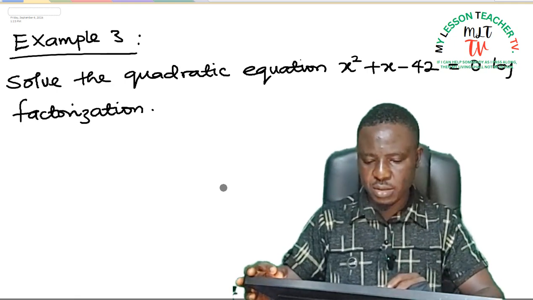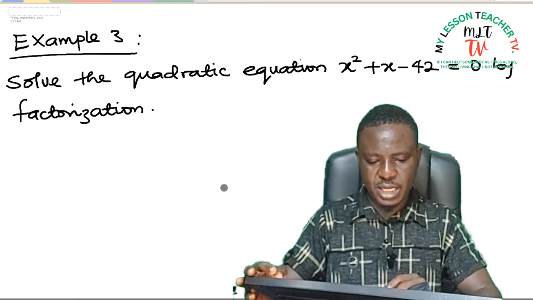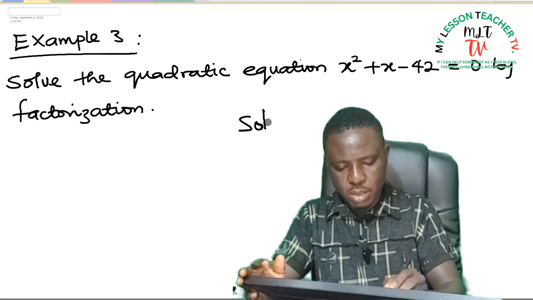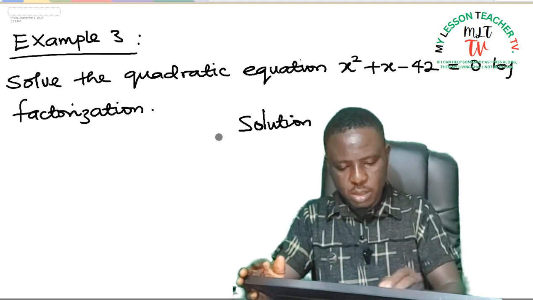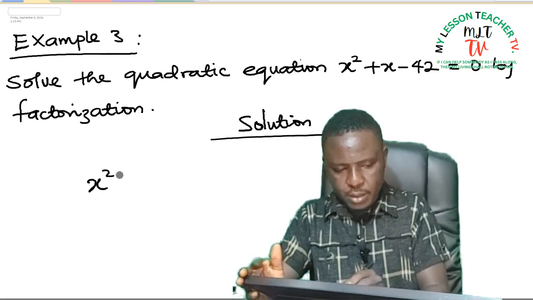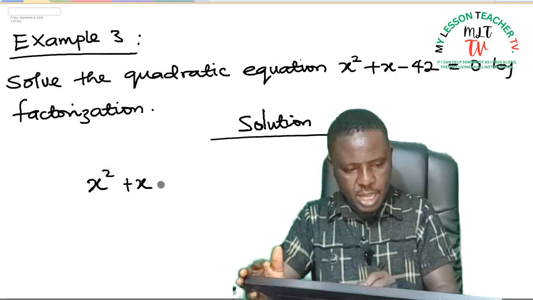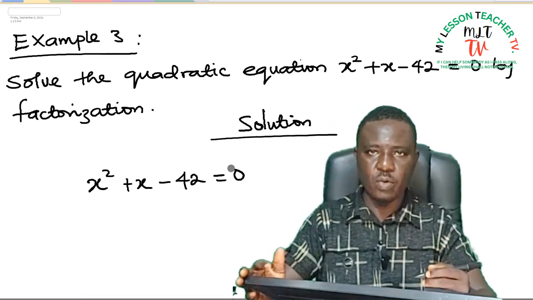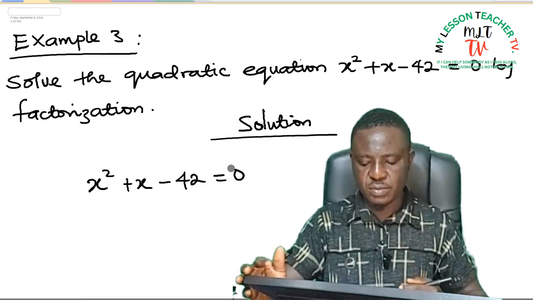We're asked to factorize a quadratic equation: x squared plus x minus 42 is equal to 0. So how do we factorize this?